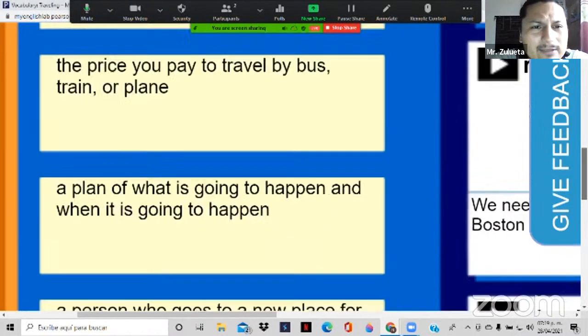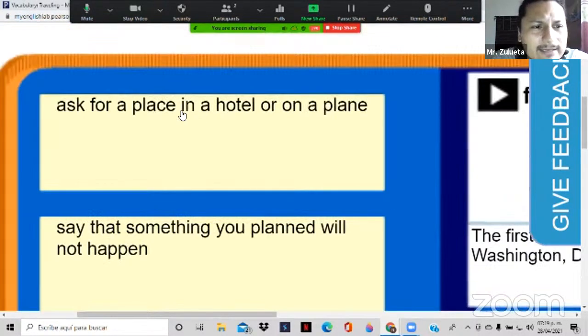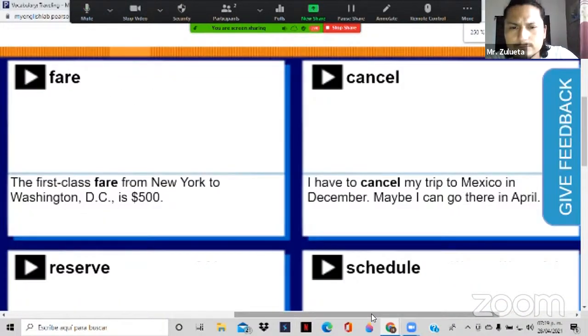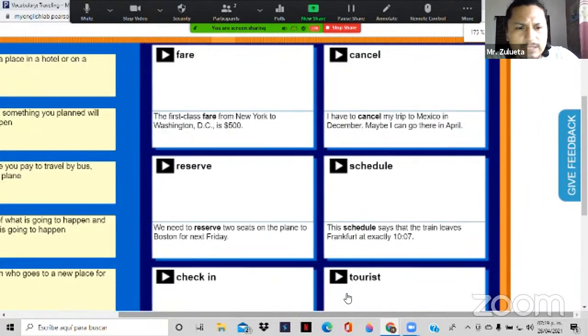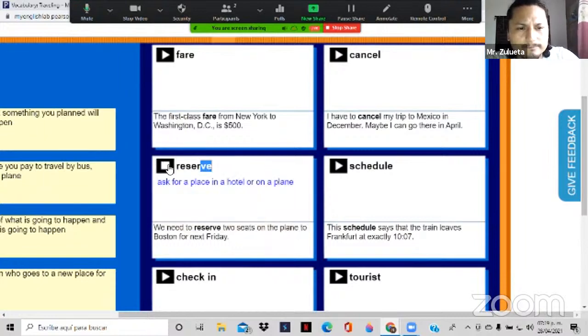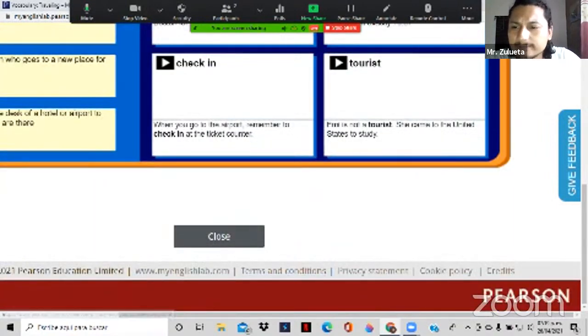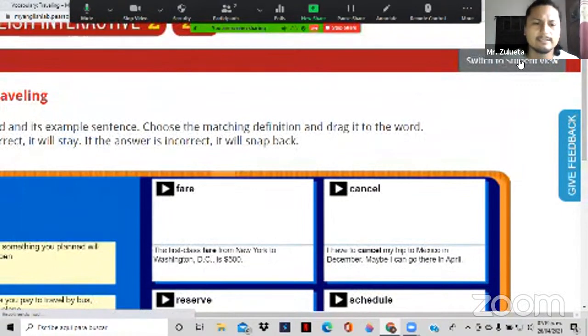Así que la primera, creo que también dijimos que era check in or register. Aquí tenemos ask for a place in a hotel or on a plane. Pedir o preguntar por un lugar, ya sea en un hotel o en un avión, pues eso sería pedir algo, querer algo, ok, vamos a ver. Maybe reserve should be number 1. Okay, so that should be all. Eso sería todo. Solamente voy a checar if I am correct. That sounds correct.